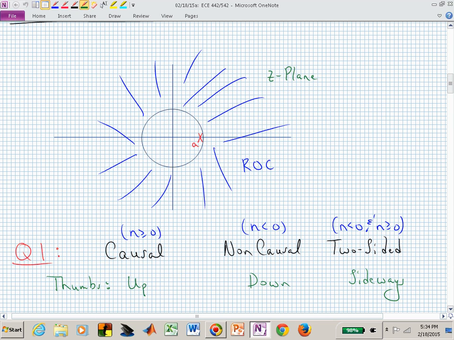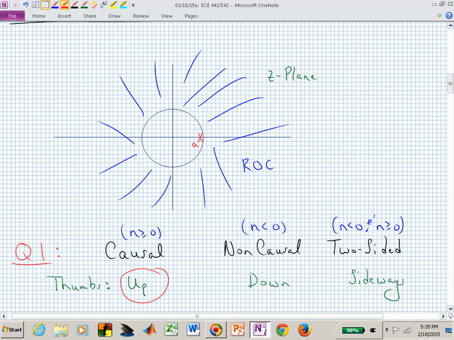Think for about 3 more seconds, and I'll say show your thumb on the count of 3. 1, 2, 3. Okay, most thumbs are in agreement and they're pointing up, which is consistent with a causal or n being greater than or equal to 0, and that's actually the correct answer.